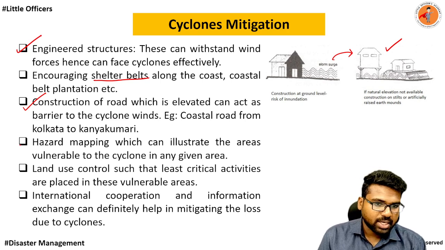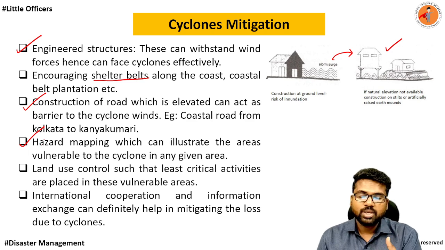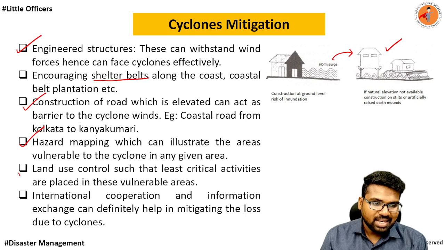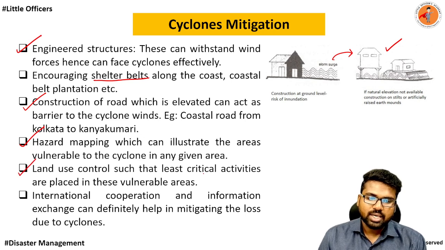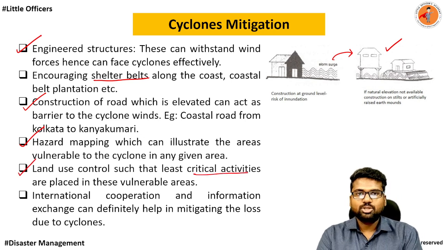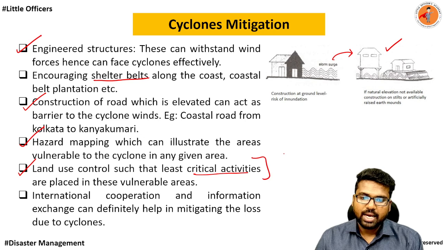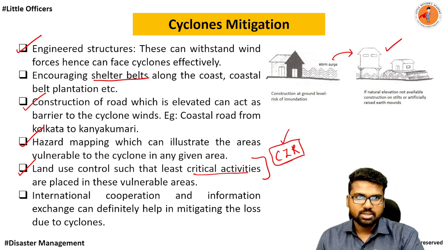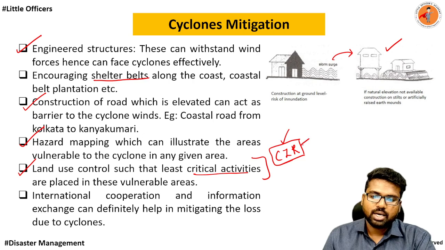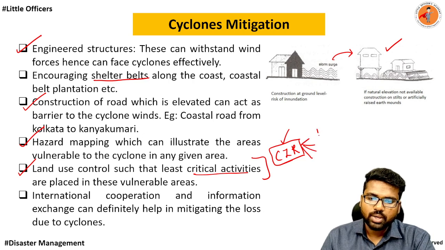Similarly, hazard mapping I have already discussed to know which areas are more vulnerable. Then land use control, such as critical activities, they should not be in the vulnerable areas. See, here you can also add coastal zone regulations, okay. Under Environmental Protection Act, there is this coastal zone regulations also. There are 4 zones, okay. Zone 1, zone 2, zone 3, and zone 4.